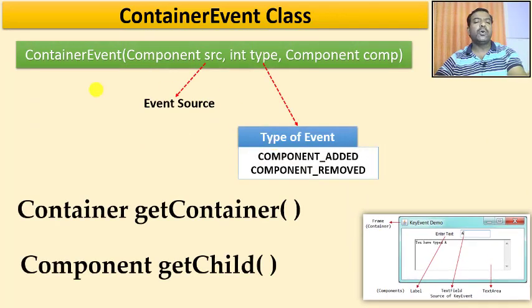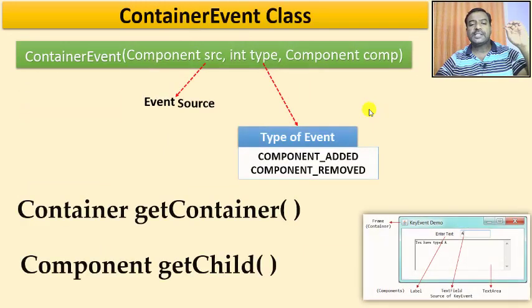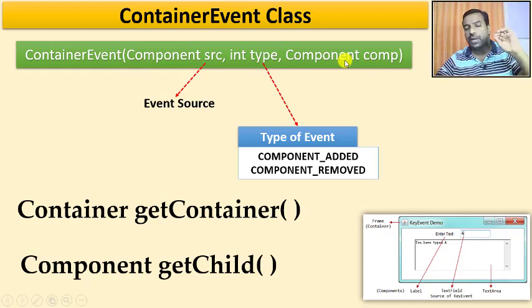Fine. So with this, I have a constructor for the container event, which takes the first parameter as usual, and the type is going to be component added or component removed. Any one of these types. Whenever a component is added, this event will be raised. Whenever a component is removed, the event will also be raised. And now, what component has been added or removed? That is the third parameter: the reference for the component that has been added. If I add a label, the reference of this label will be in this component.